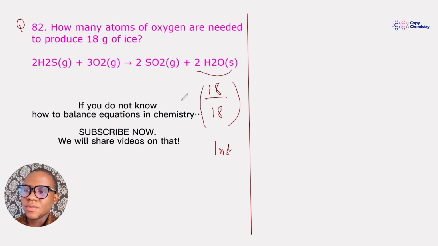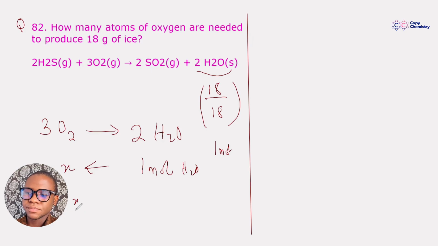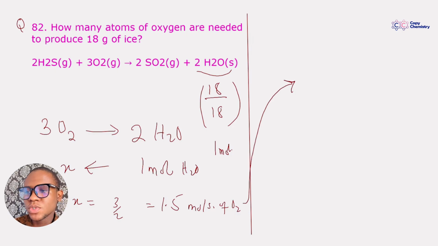So from this balanced equation, right, 3 moles of O2 produces 2 moles of water. Okay, so that means that if we need 1 mole of water, we're going to need 3/2 moles of oxygen, which is 1.5 moles of oxygen to do that for us. Okay, so that's the moles of oxygen that we would need to produce 18 grams of ice. See how simple that is? We're not done, by the way. That's just moles. They asked how many atoms of oxygen.